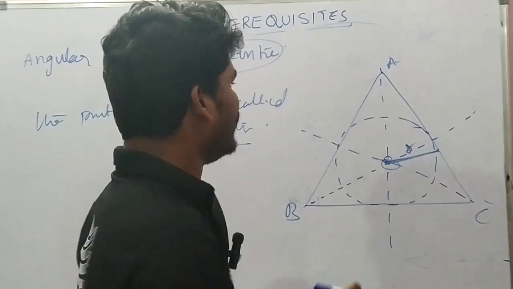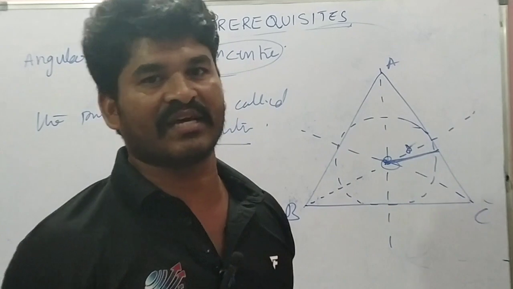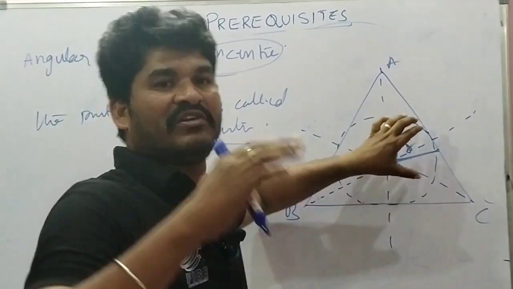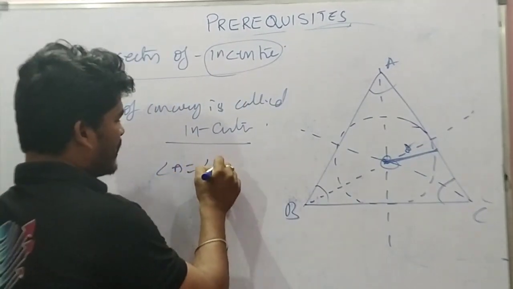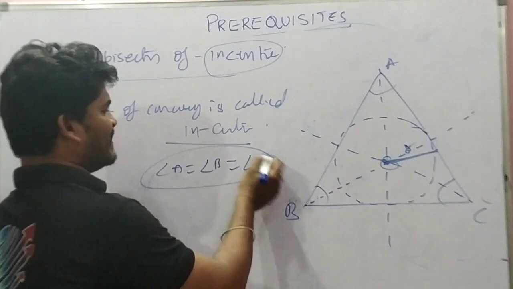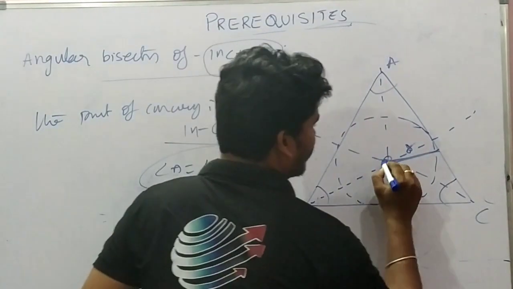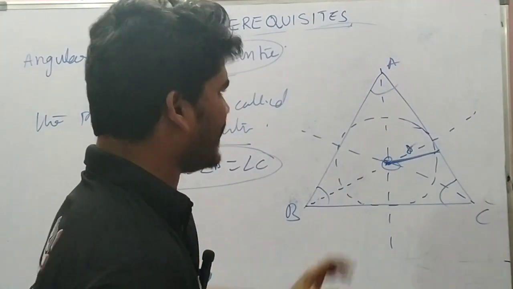The circle is drawn with the incenter of the triangle as its center. Internally, angle A equals angle B equals angle C when the triangle is equilateral, right? Here this one is the radius, the inradius of the circle inside the triangle.